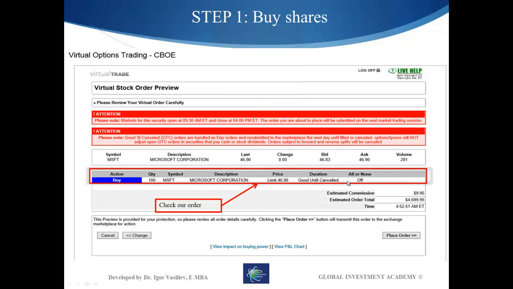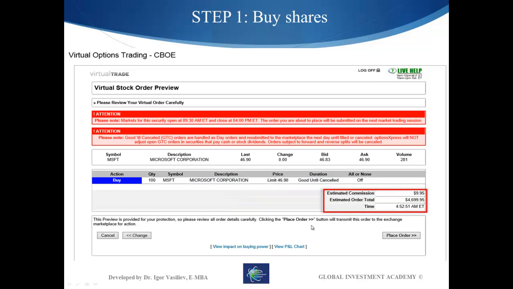Okay, and then we check our order. If we see the blue button, it's always buy. 100 shares, Microsoft at limit 46.90, good until cancelled. And in the right corner we also see the estimated commission, so $9.95, and the total including commission, so how much we're going to spend. This amount of money has to be in your account in order to place this trade. Then if you're not happy with something, you can cancel the order or change it. Or if you're happy with everything, you just place the order.